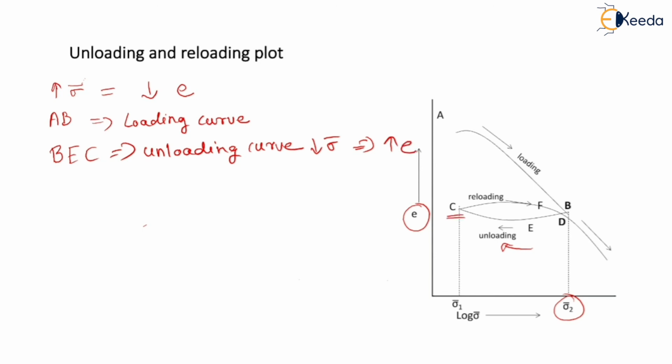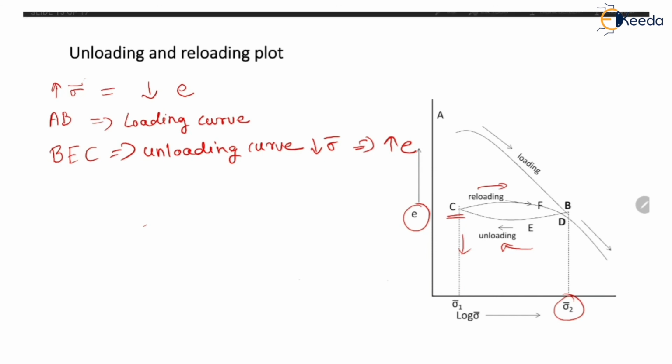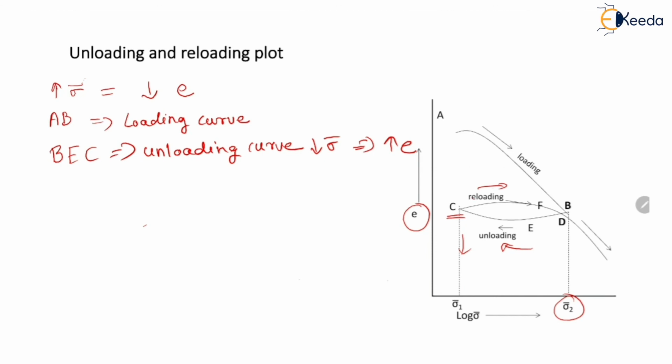Now this specimen which has swelled up to point C is again reloaded. That means we again start increasing the load, and the curve obtained during this reloading will be CFD. This curve is called as reloading curve. So in reloading, again if we increase the effective pressure, decrease in void ratio will take place.